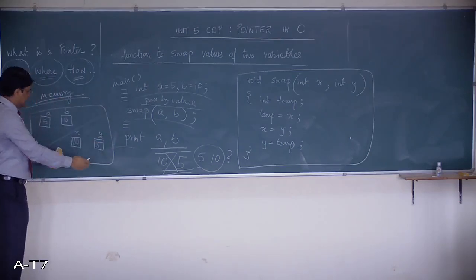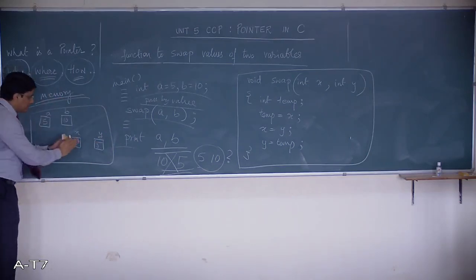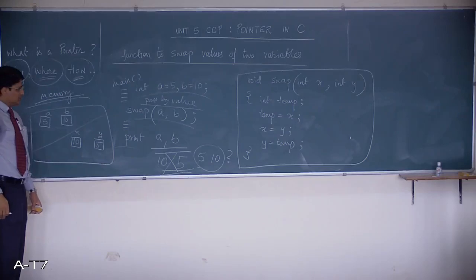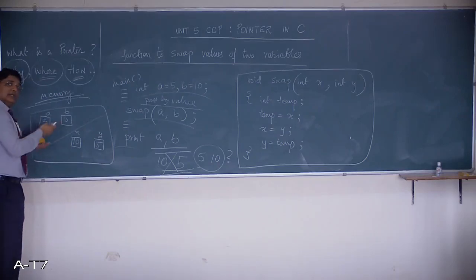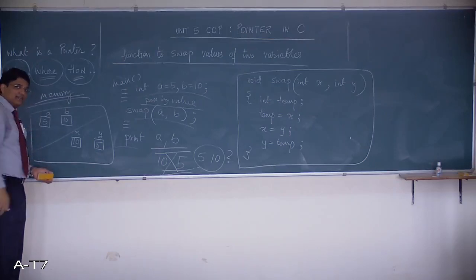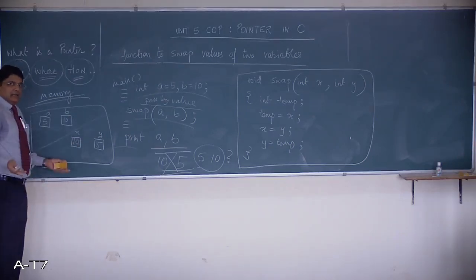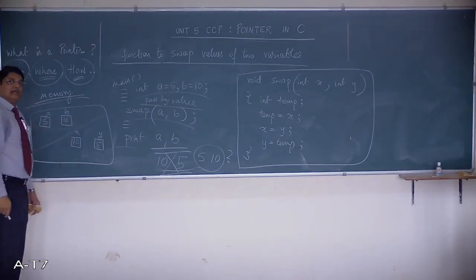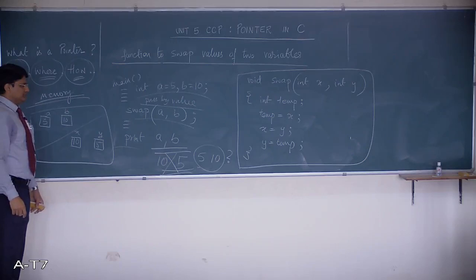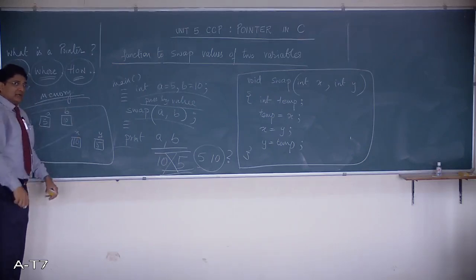After the swap function is over, this is the position of X and Y. Initially X would receive 5, Y would receive 10, but after the swap function, X would contain 10, Y would contain 5, but A and B remain the same. You are working with 4 addresses: A, B, X and Y. X and Y got changed. A and B remained A and B. That is what happens in pass by value.